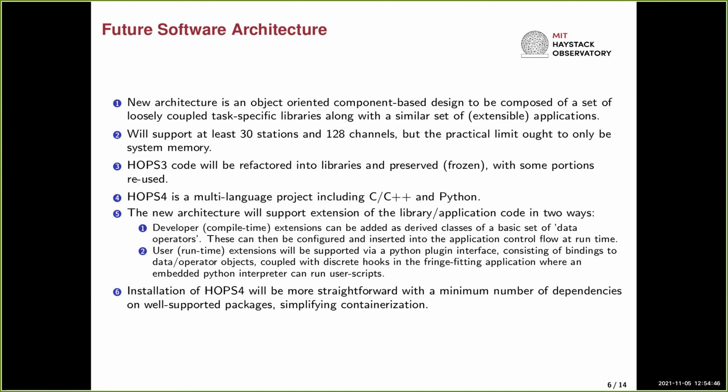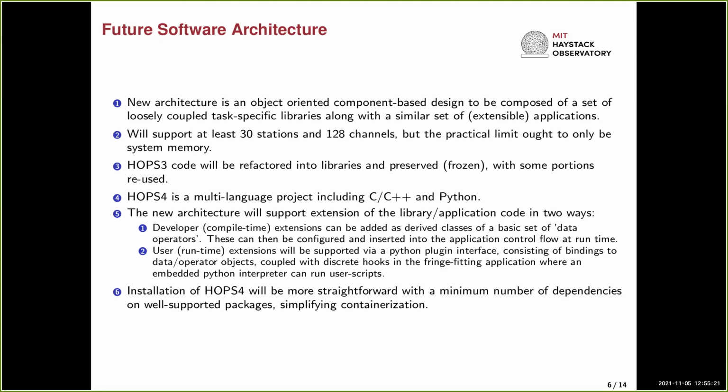So the existing architecture is going to be improved, and the new software that we're planning on building is going to be more of an object-oriented component-based design. And the libraries should be much more loosely coupled, and the applications will be built out of those libraries. At a bare minimum, it's going to support 30 stations and 128 channels, but these are really just minimum numbers that we had to throw out there to say, yes, we could do this. Really, the only limit on the amount of data you could process will be the system memory you're working on.